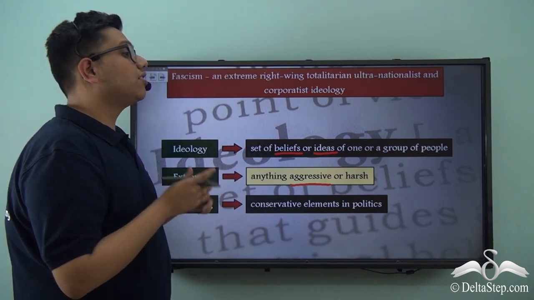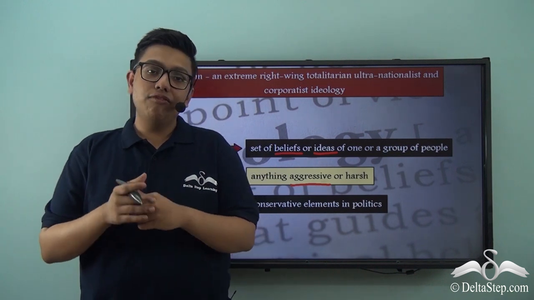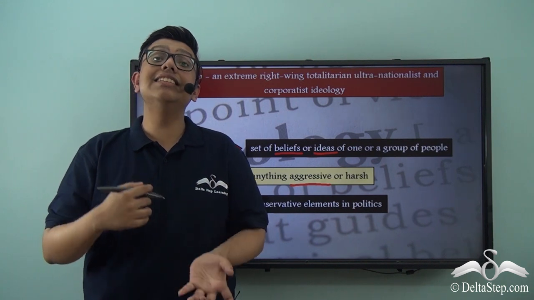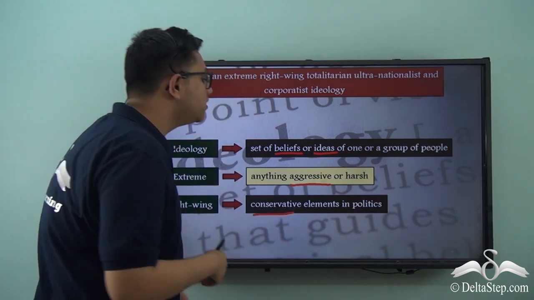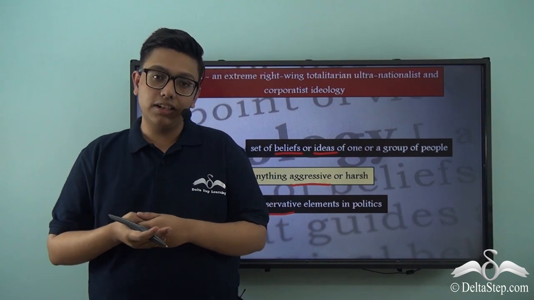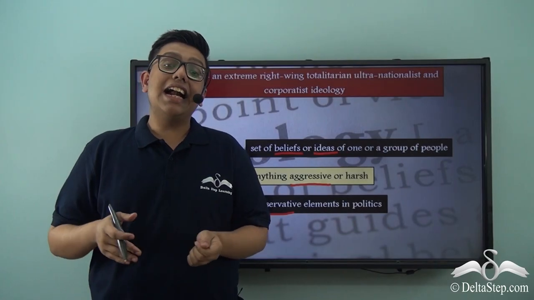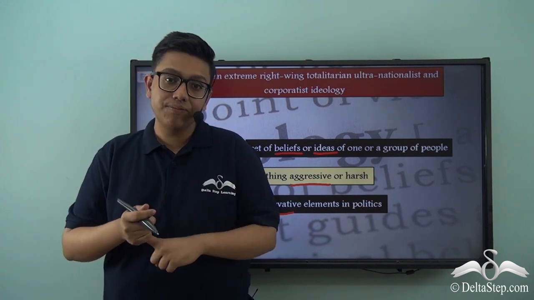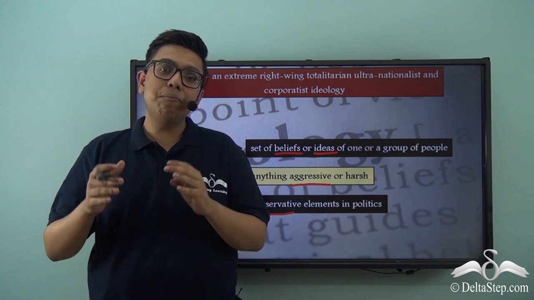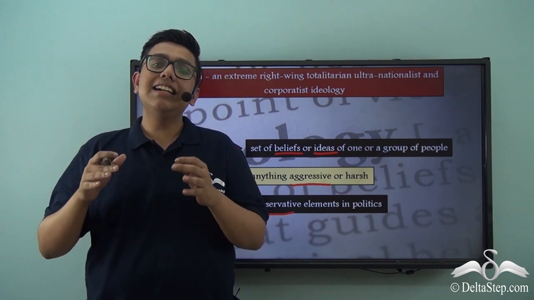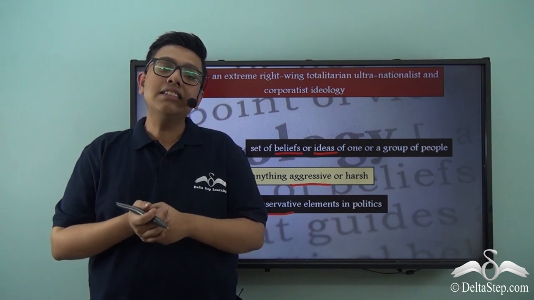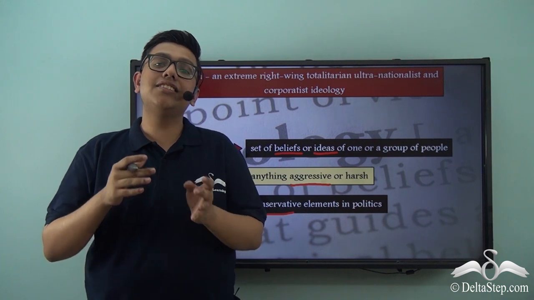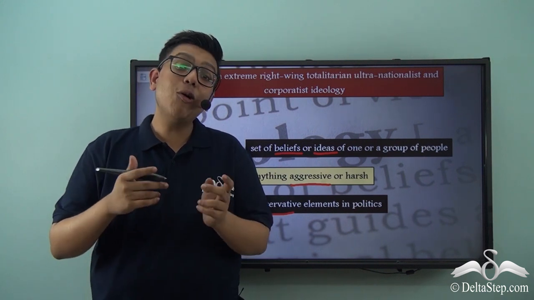Now, what is right wing? Well, in politics, we have the left wing and the right wing. The right wing denotes whatever is conservative. So, conservative elements in politics are called right wing politics. Now, right wing politicians and right wing ideologies tend to give more priority to concepts such as nationalism, tradition, culture, power, and authority, and seem to pay less attention to concepts such as rights, equality, internationalism, and other such concepts which are considered liberal or left-wing.